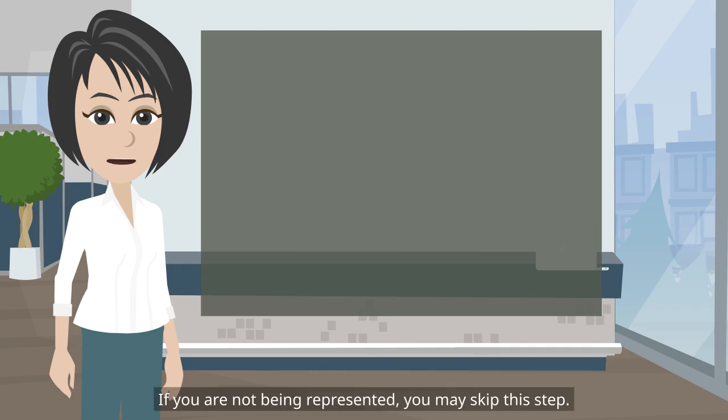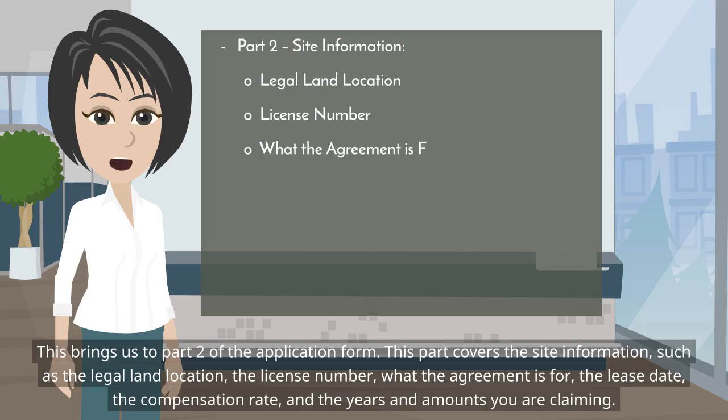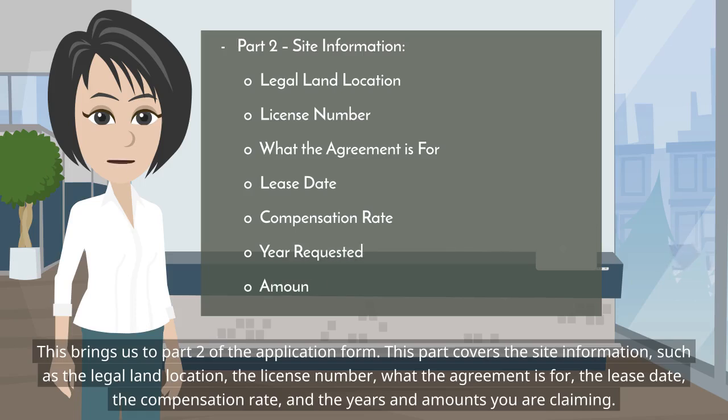This brings us to Part 2 of the application form. This part covers the site information, such as the legal land location, the license number, what the agreement is for, the lease date, the compensation rate, and the years and amounts you are claiming.